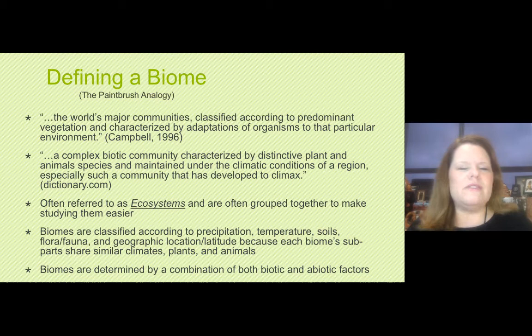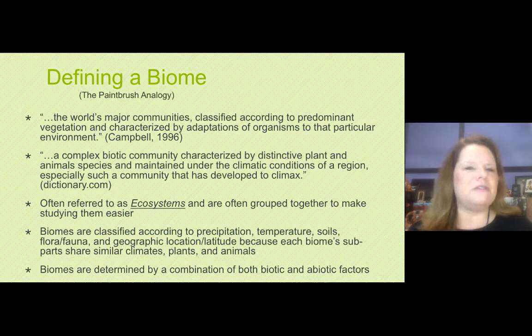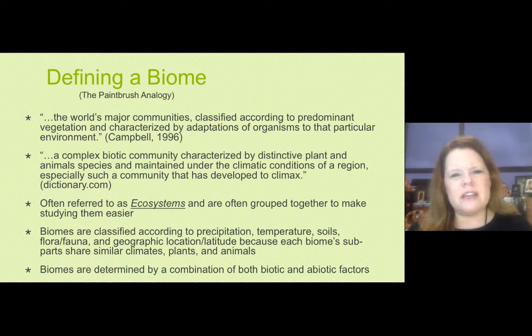So how do we define a biome? Interestingly, there are lots of different ways that you can define them. Let's start at the beginning. The world's major communities, according to Campbell, are classified according to predominant vegetation, characterized by adaptations of organisms to that particular environment. So you're looking at more than just a place. You're looking at characteristics of vegetation, climate in terms of how much rainfall that area gets, living organisms, and also non-living organisms. We'll get to that in a little while.